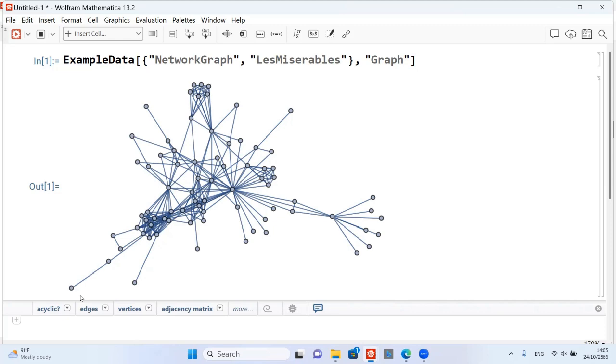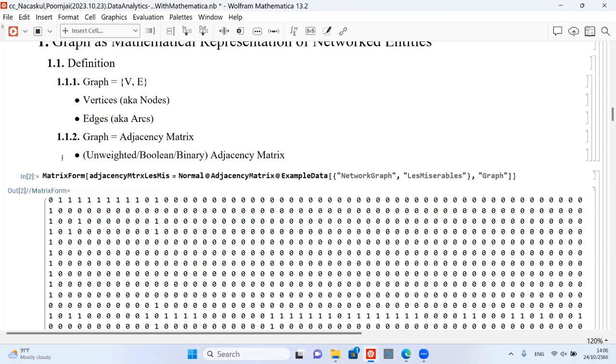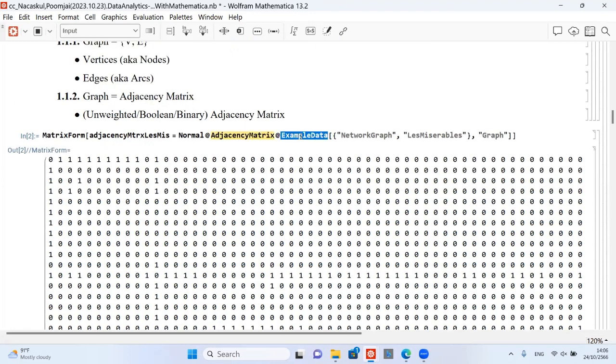There's actually a name for each character, but for brevity, I ignore that. So this is what we did. I download this. Now, even though this is data, let me take the word dimension and, instead of the word dimension, change it to matrix form. See that? Now, this example data is a matrix that describes who is connected to whom.